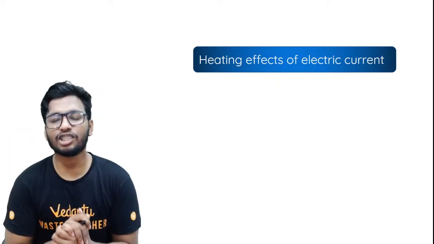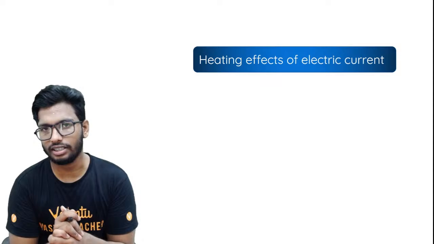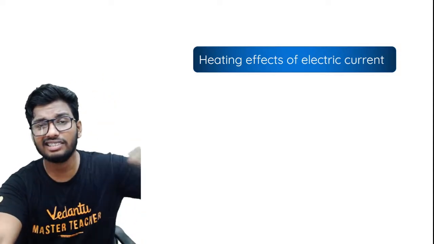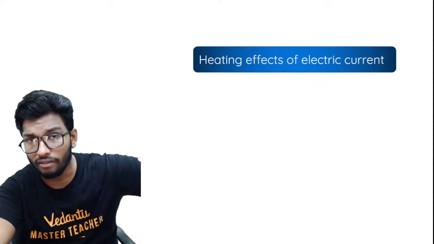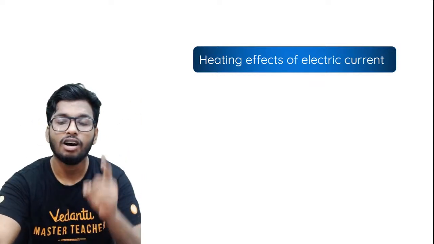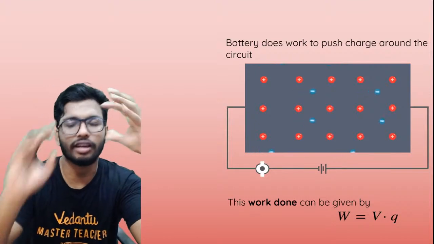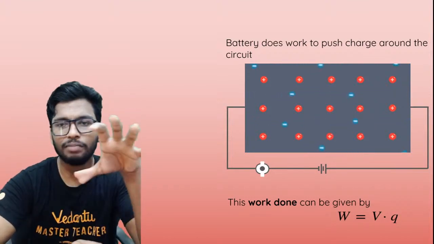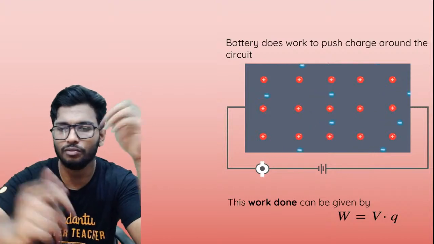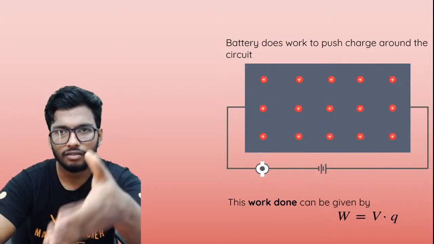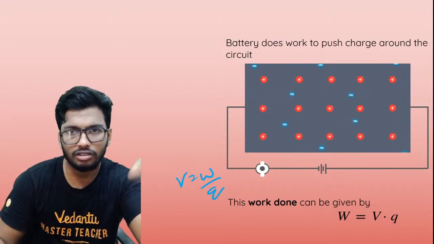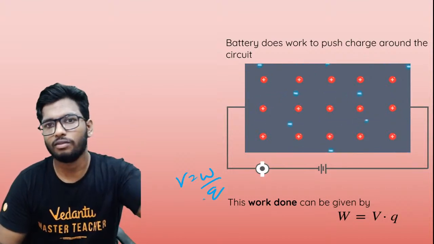All right, anyways, last topic is heating effect of electric current. The formula for heating effect is exactly the same as for work done, as well as for energy. Because here's the thing, guys, let's take a battery. The battery is basically doing some work to push the charge from one end to another, from the negative terminal to the positive terminal. So what is that work done? V into Q. How? Because V is equal to work done on a unit charge. We have already seen that. So W is equal to what?